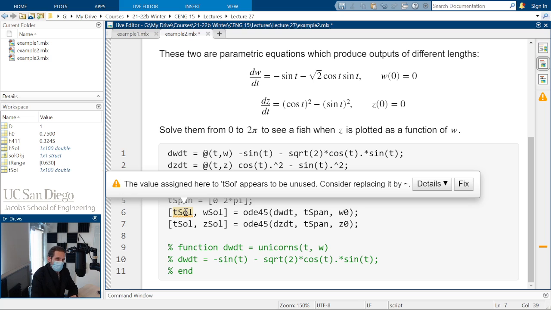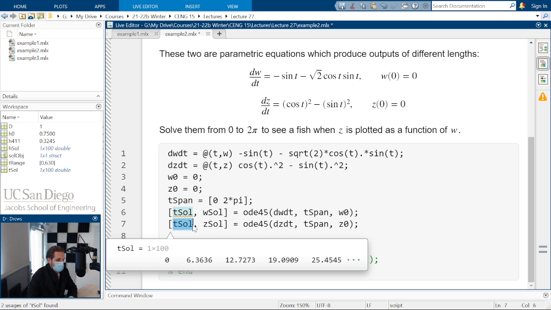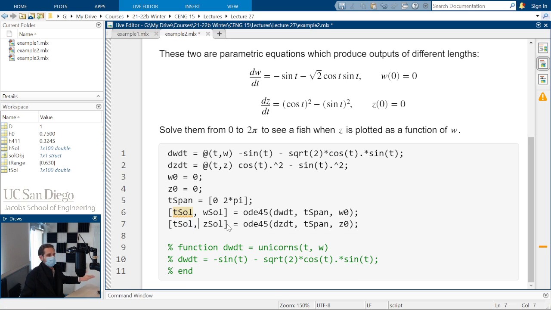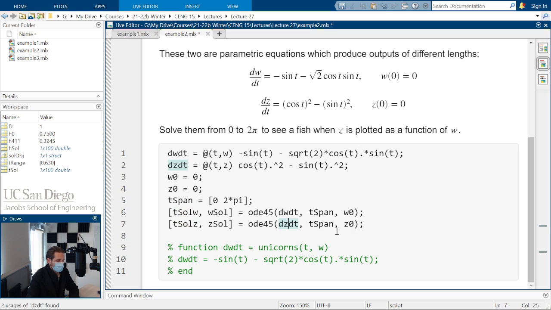Although we have used it, the thing that Matlab is trying to tell us is that we define it in line 6, and then we overwrite it in line 7. So like, why did you define it in 6 if you just replace it in 7? And we really shouldn't call it the same thing because the points associated with the w solution are not necessarily the same as the points associated with the z solution. So I'm going to call these t-sol for w and t-sol for z. And actually, I'll put an underscore on there just so that that doesn't look like a weird combination of letters that sit on there.